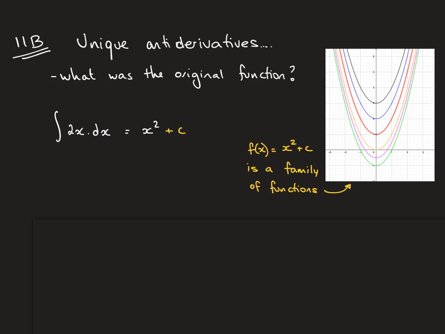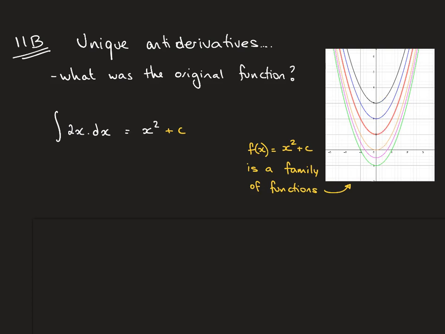So we know if we integrate 2x with respect to x, we get x squared plus c. Now, x squared plus c is actually a family of functions. So it's all of the possible parabolas with any plus c value, and I've got just a few of them here. So how do we know which one of these functions is actually the correct function? Well, the only way we know is if they tell us some point that sits on the particular curve.